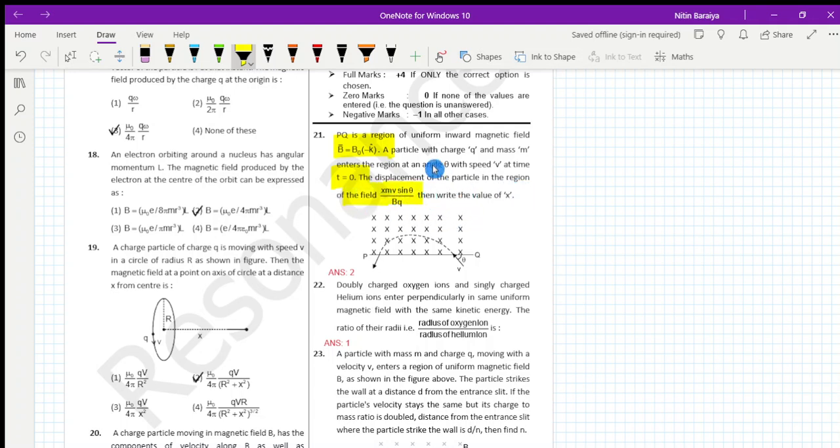Displacement we have to find. You know what displacement is? Displacement is the distance between the 2 points where it enters and exits. That means this point and this point. You have to find the distance between the 2 points.